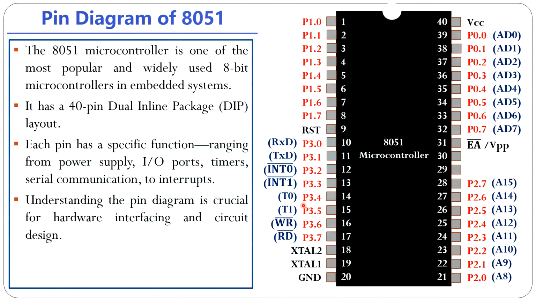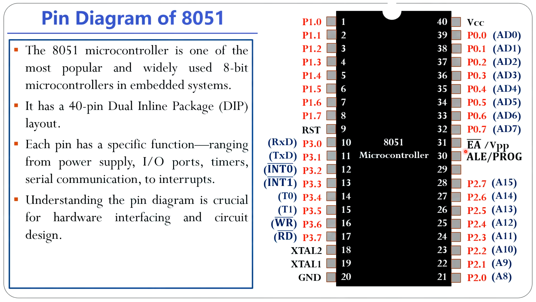Okay, P3.4 is timer 0, T0, we can say. P3.5 is T1. Another pin, P3.6, is the write pin, and P3.7 is the read pin. So we can use them as per the demand. Now we can start the other pins here.